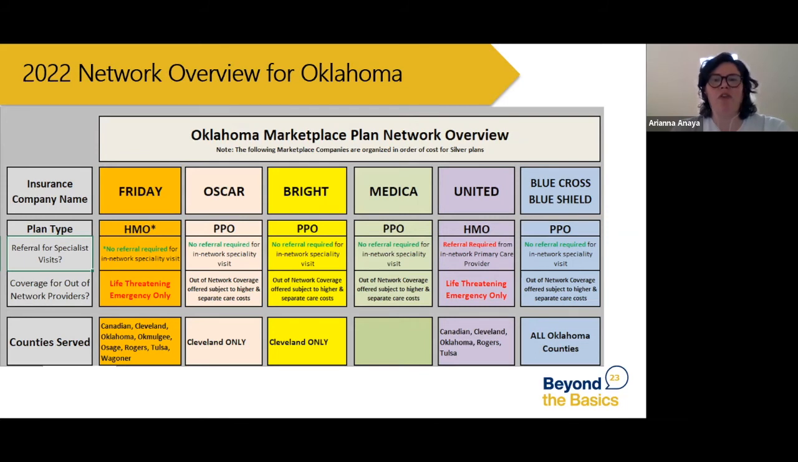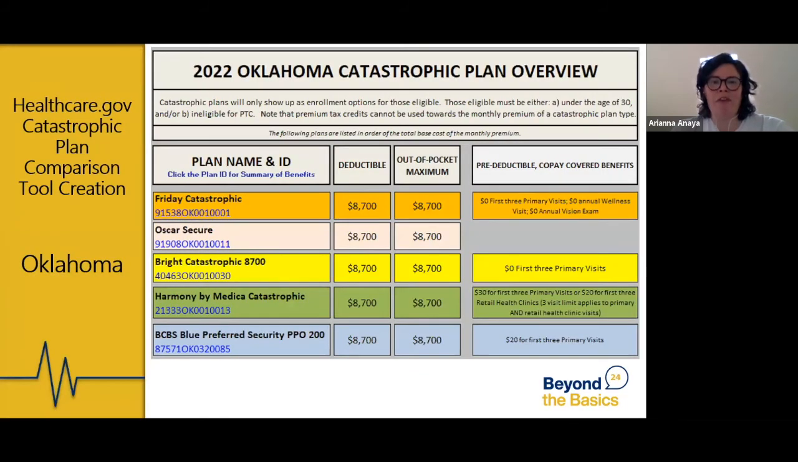So with this as your starting point, you guys can see that here I have an overview of the catastrophic plans offered in Oklahoma right now. This may not be all of them, but it's the first 5. So these are listed in order. See how I qualified that? The following plans are listed in order of the total base cost of the monthly premium. You never want to seem like you're potentially privileging something. There should always be a logic for how a tool is built.